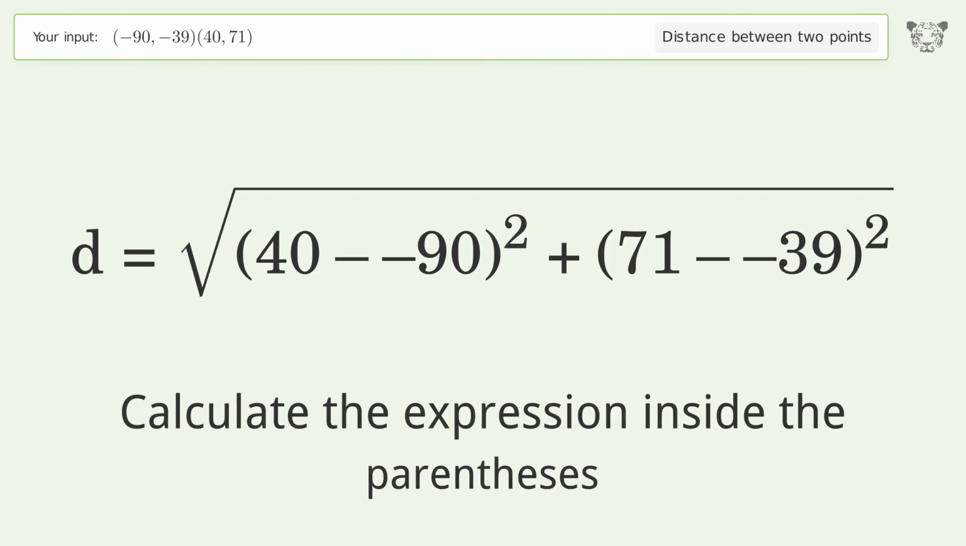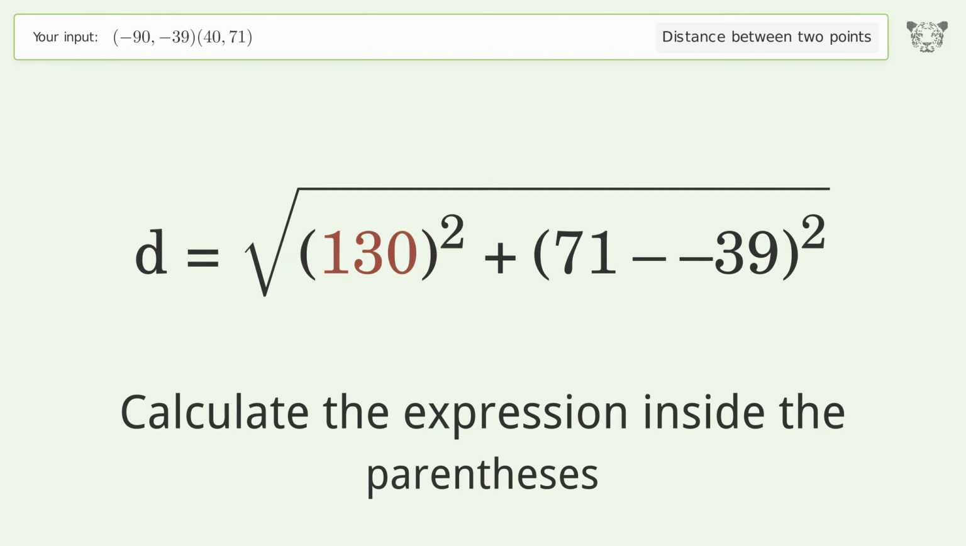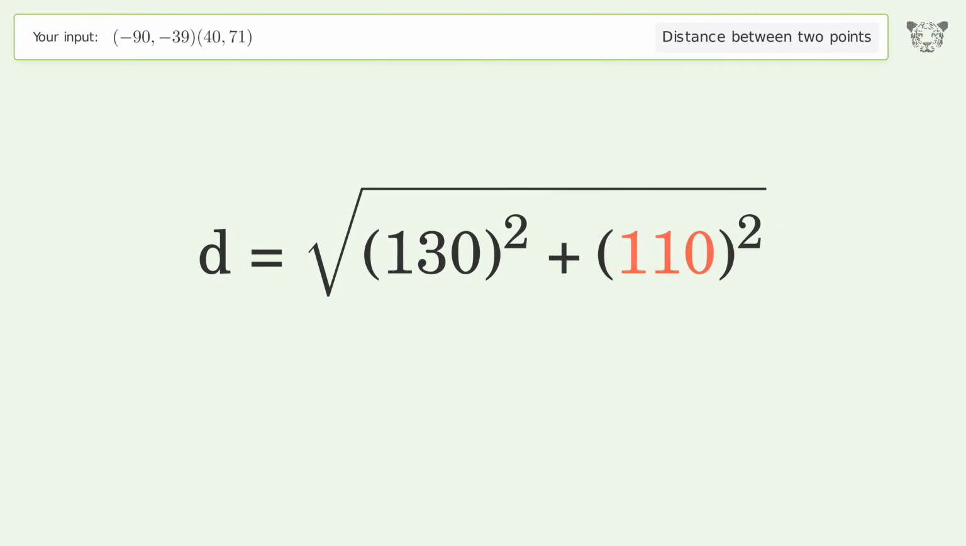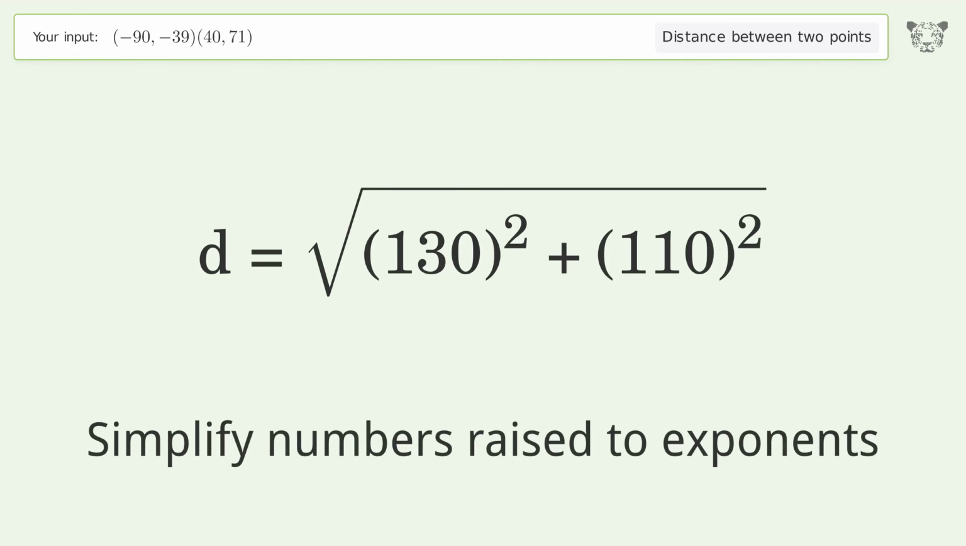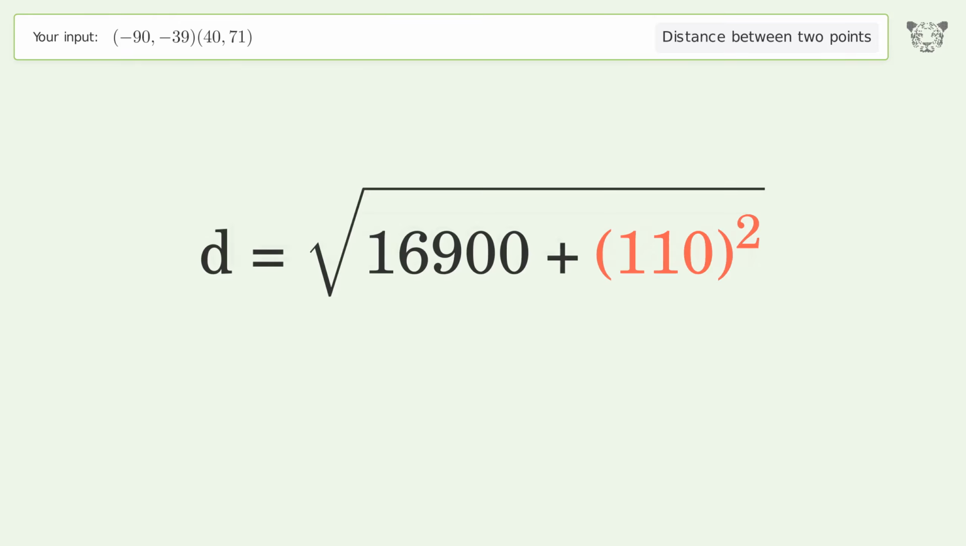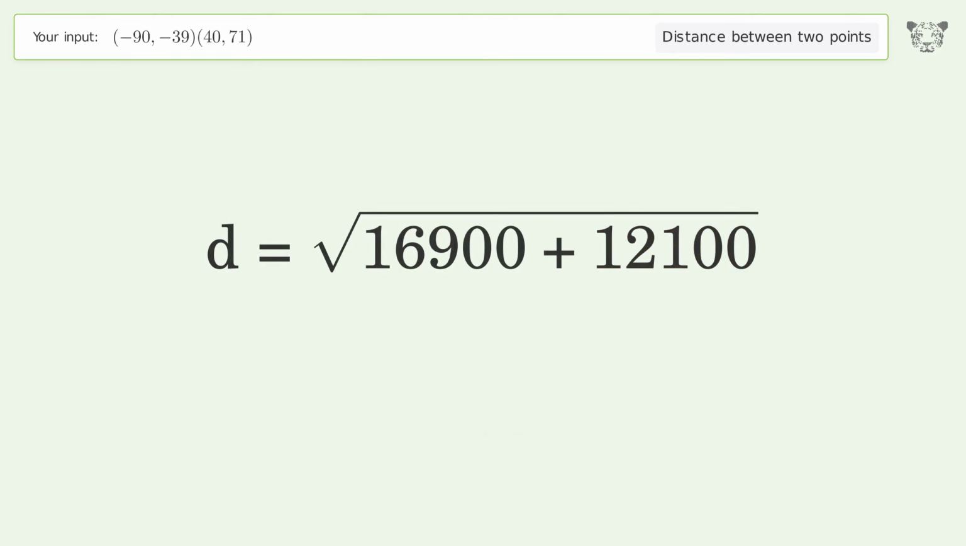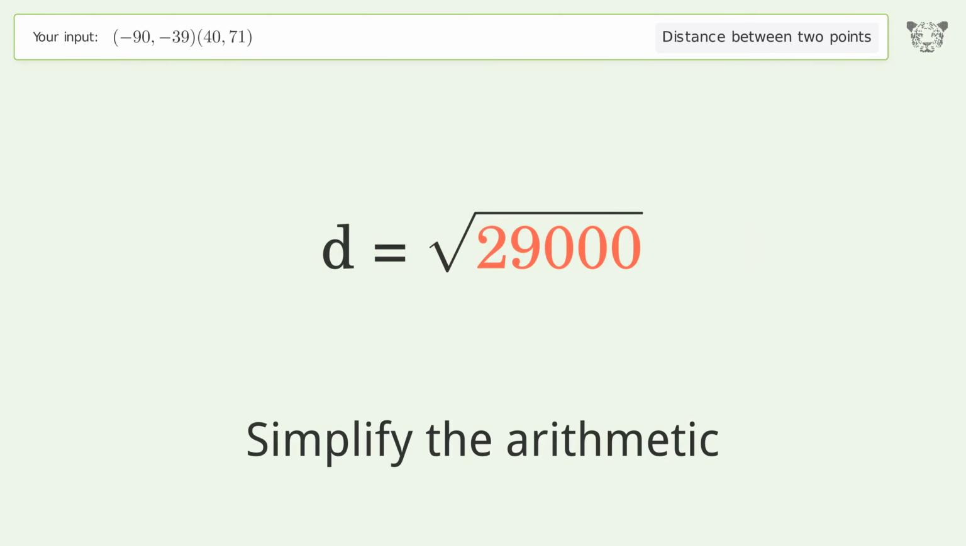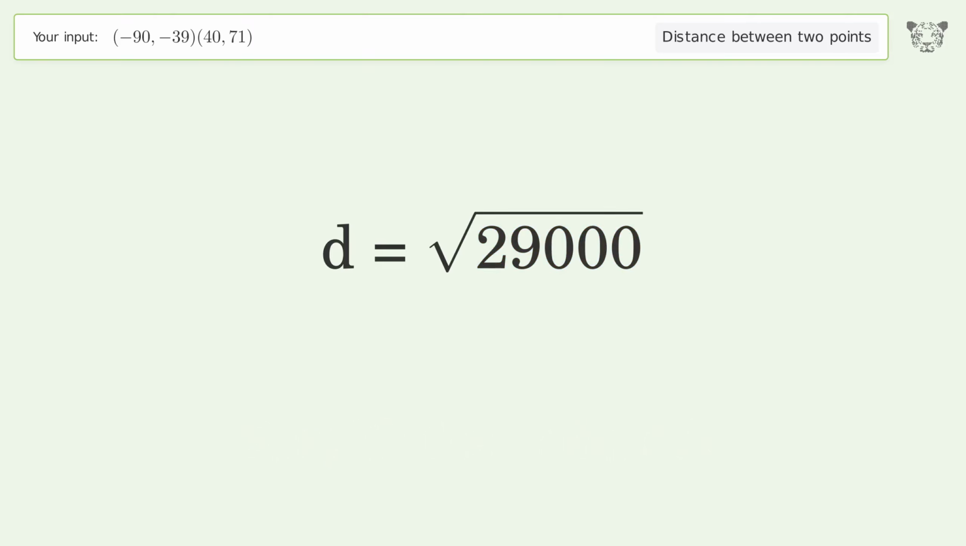Calculate the expression inside the parentheses. Simplify numbers raised to exponents. Simplify the arithmetic. And so the distance between the 2 points is the square root of 29,000, or 170.294.